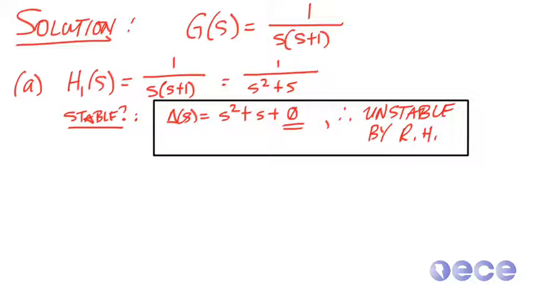So therefore it's unstable. You could also just plot the poles and say, well, we have a pole at s equals 0, therefore our system is unstable because one of the poles is on the j omega axis.